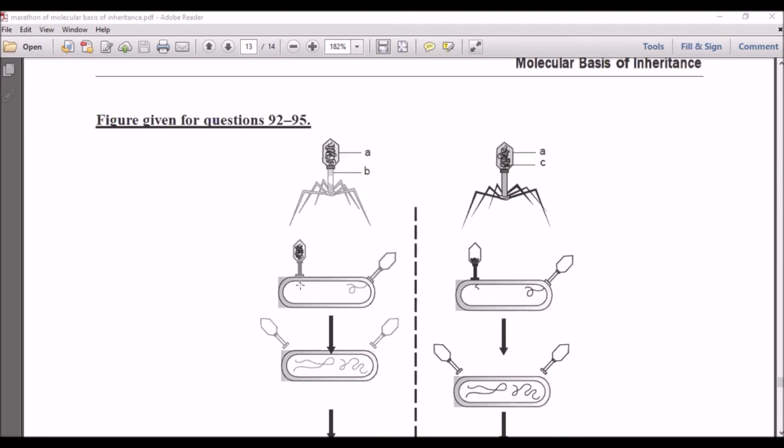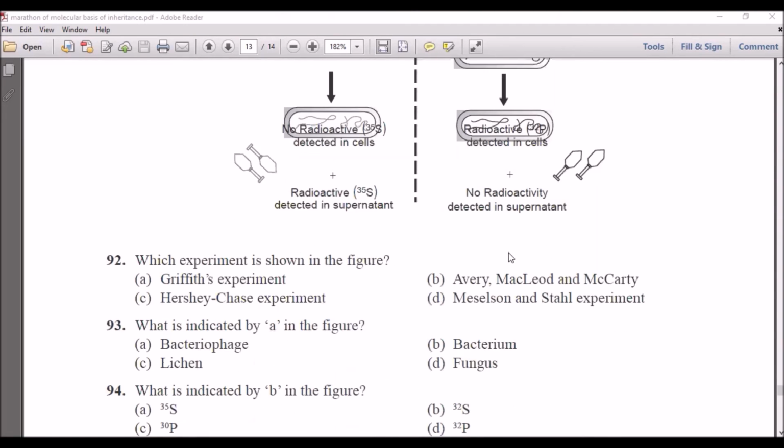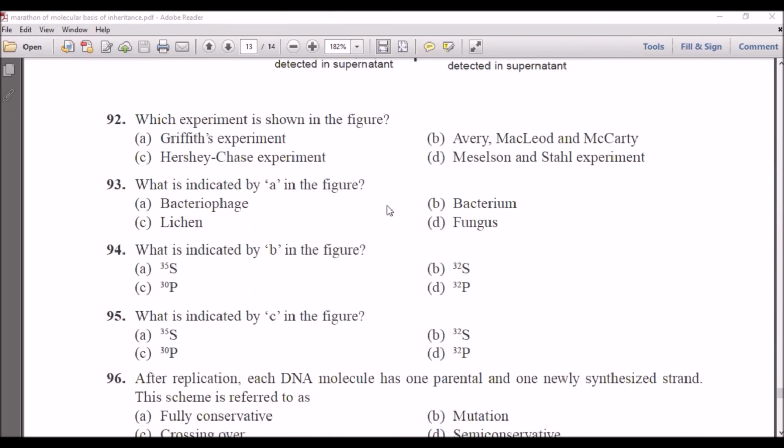Now this is the figure, and looking at the figure, we have to answer certain questions. Which experiment is shown in the figure? Griffith experiment, Avery, MacLeod, McCarty, Hershey-Chase experiment, or Meselson and Stahl experiment. We know that this figure represents the Hershey-Chase experiment.